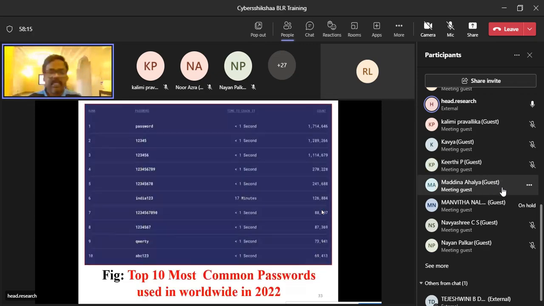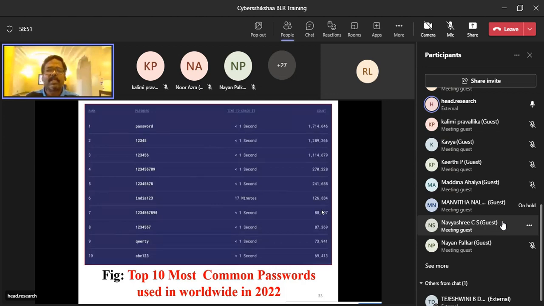See, the top 10 most common passwords used worldwide in 2022. As human beings, we are very lazy about keeping a strong password. 1,17,14,646 users kept their password as the word 'password'. Within 1 second, cyber criminals, cyber attackers extracted it. Likewise, 1, 2, 3, 4, 5. See how simple the passwords they keep are. That is also cracked in less than 1 second.